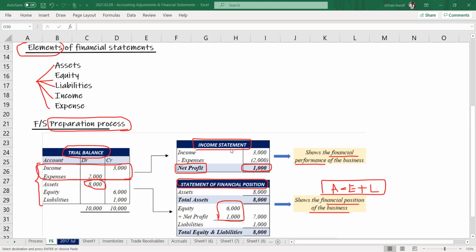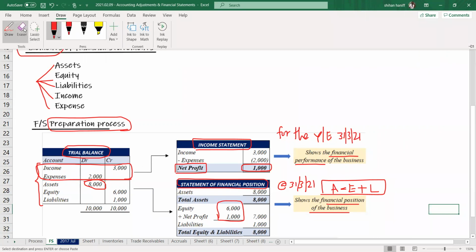Profit and loss is prepared for the year, and the financial position is prepared as at the end, 31st March 2021. This is prepared for the year ended 31st March 2020. Okay, so this is the process.